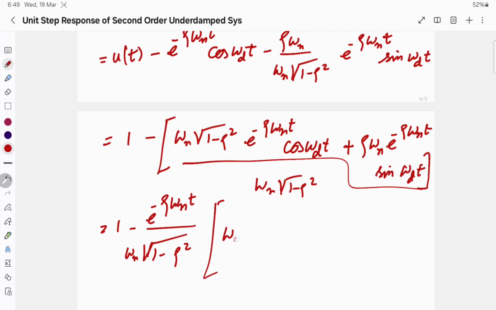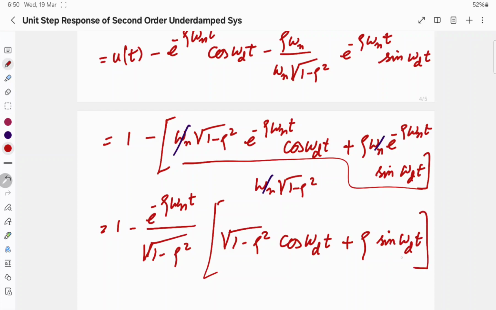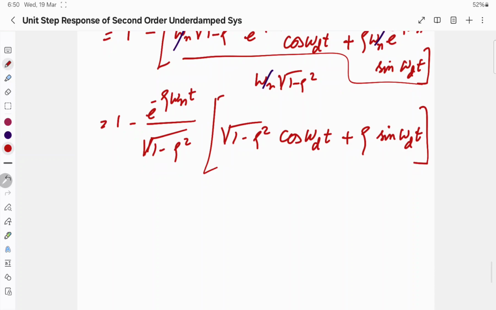What you have? You have omega n. When you can take omega n outside, the omega n will get cancelled, so we can remove that. You can clearly see this omega n gets cancelled. Taking commonly out, it gets cancelled. So we have square root of 1 minus zeta square cos omega dt plus zeta sin omega dt. Okay, from the trigonometry we will be knowing these things.